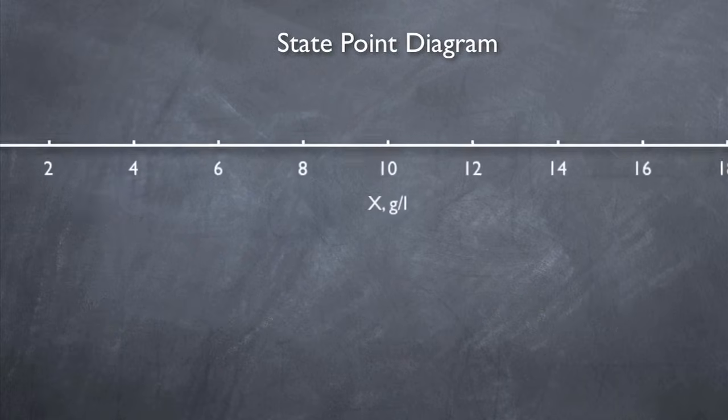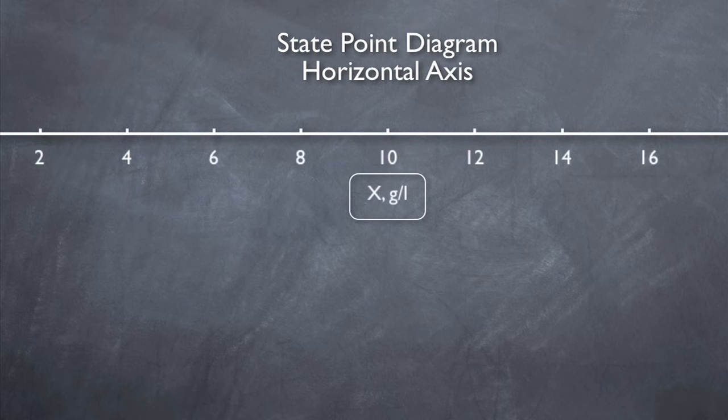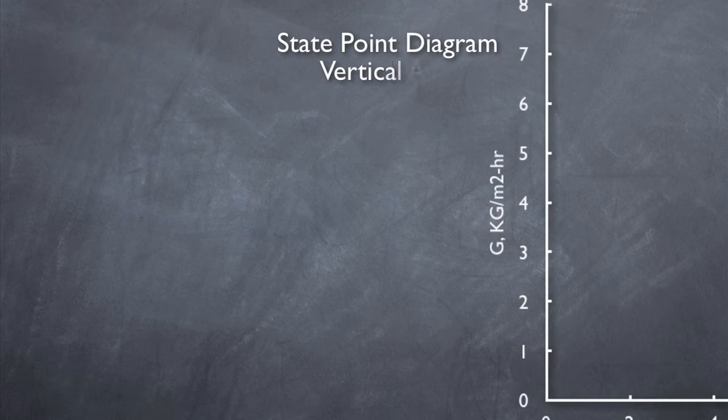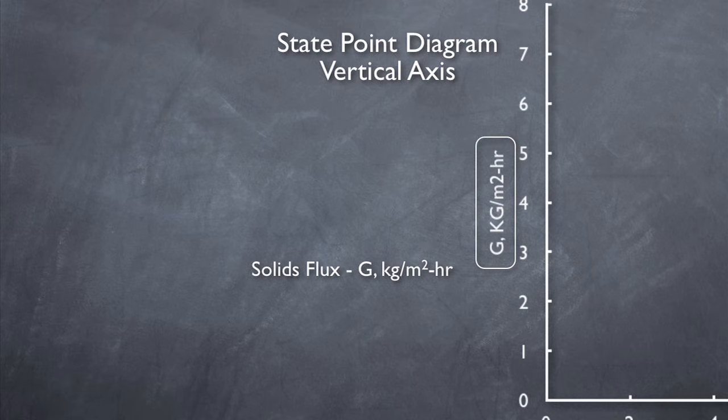The state point diagram consists of a horizontal axis, which represents the solid's concentration, X, measured in grams per liter. The vertical axis represents the solid's flux, G, measured in kilograms per meter squared hour. In this case, the solid's flux is the mass of solids passing through the clarifier in 1 hour, normalized to 1 square meter of clarifier area.